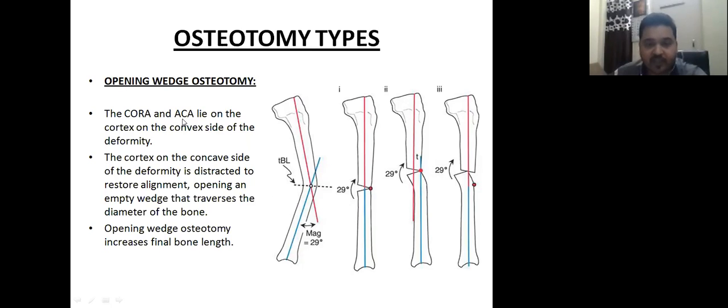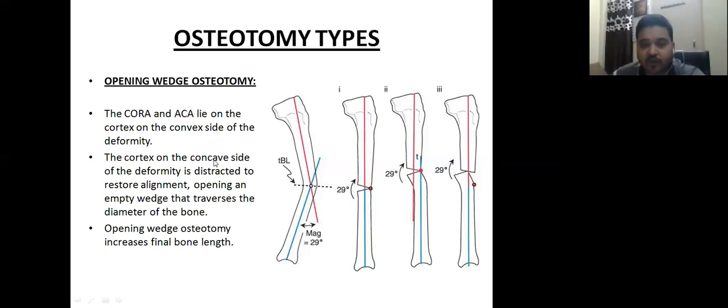What do you mean by opening wedge in theoretical words? The CORA and the angular correction axis lie on the cortex of the convex side of the deformity. See, for the tibia, if this is a deformed bone, this would be the concave surface of the tibia, and this would be the convex surface for this particular deformity. When the osteotomy is performed on this convex surface, we will get an opening wedge osteotomy, and after gradual correction with the help of Ilizarov, we will get a straight bone.